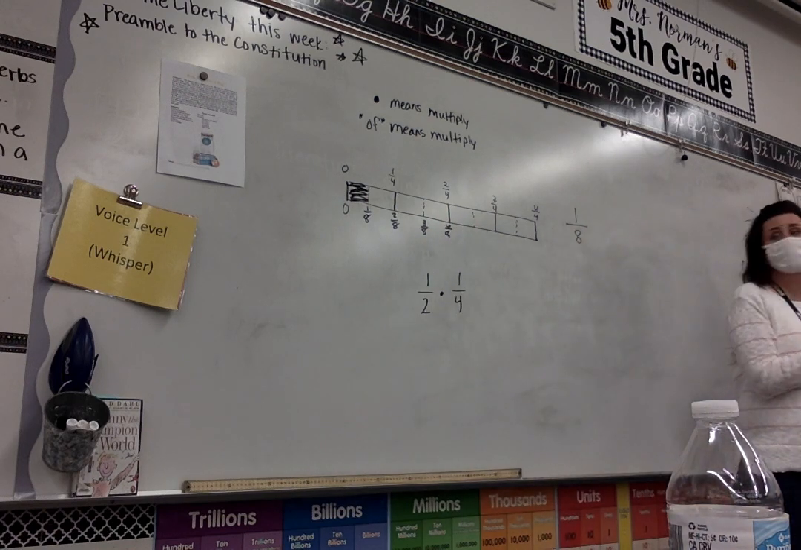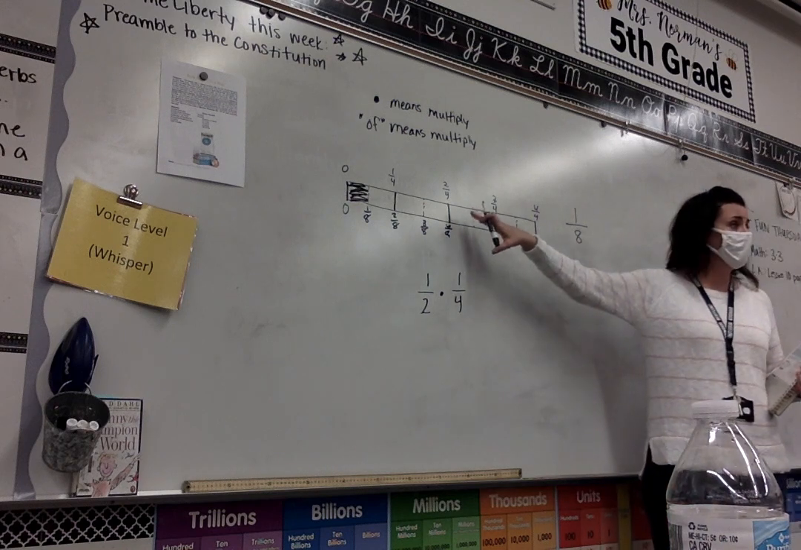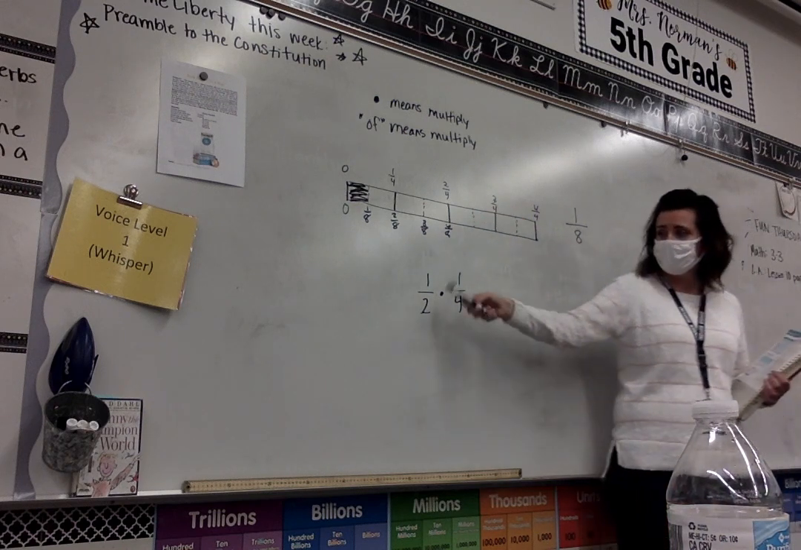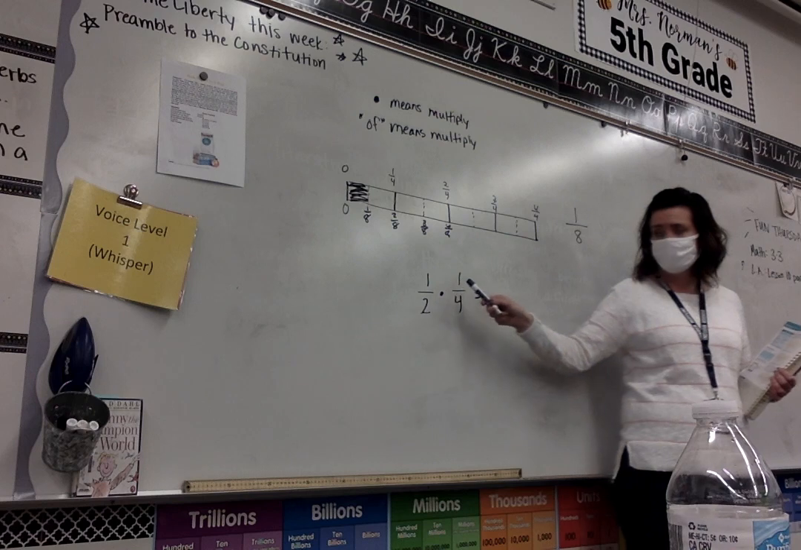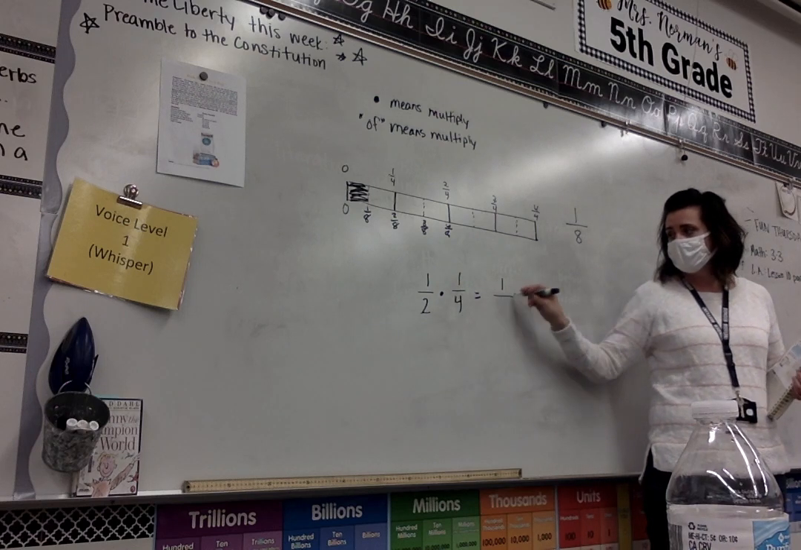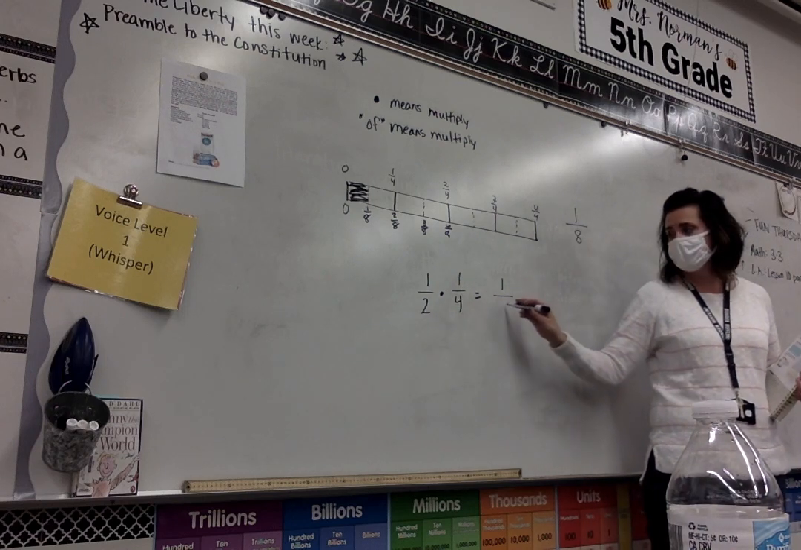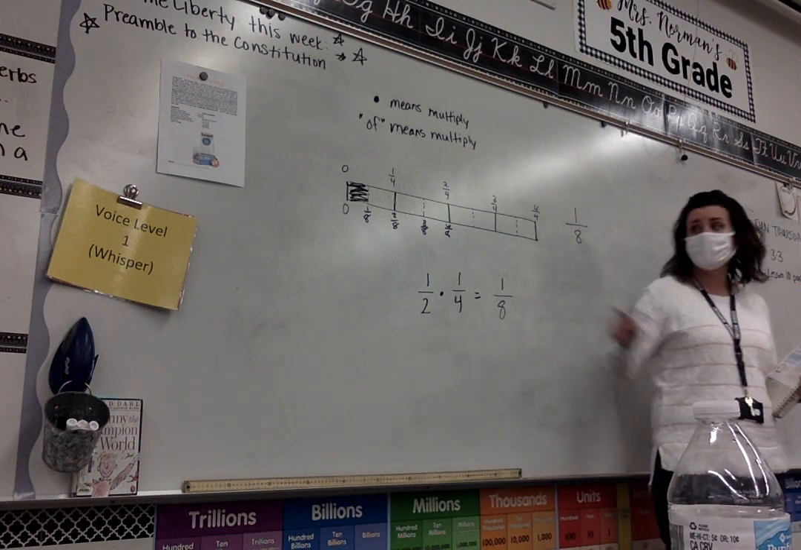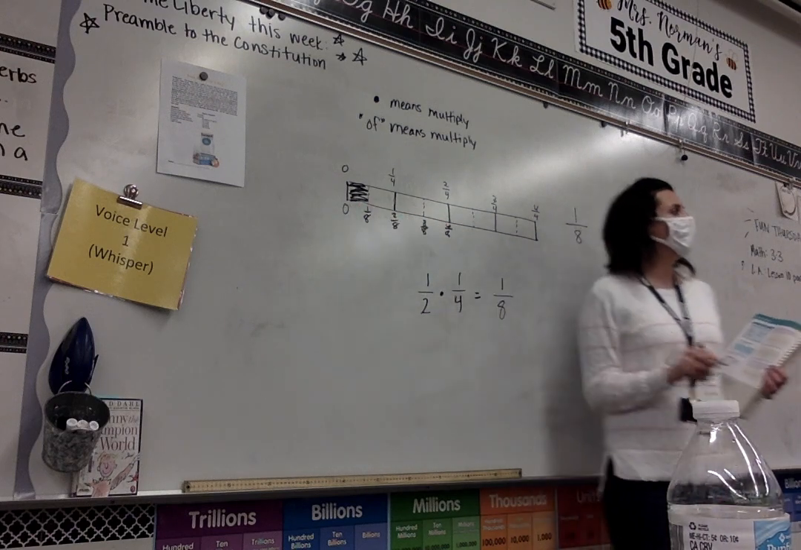And let's just double check that we did our bar model right. Let's try this. 1 times 1 is? 1. 2 times 4 is? 8. Were we right? Yeah, for sure.